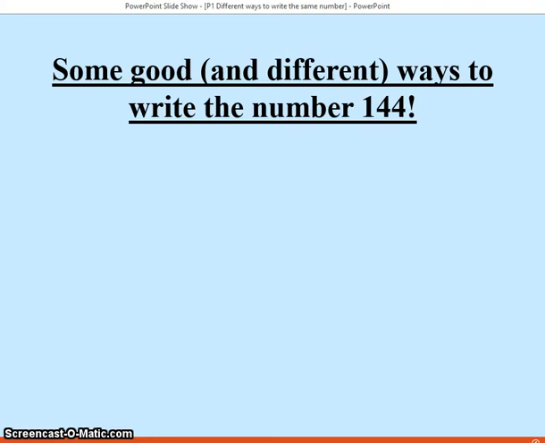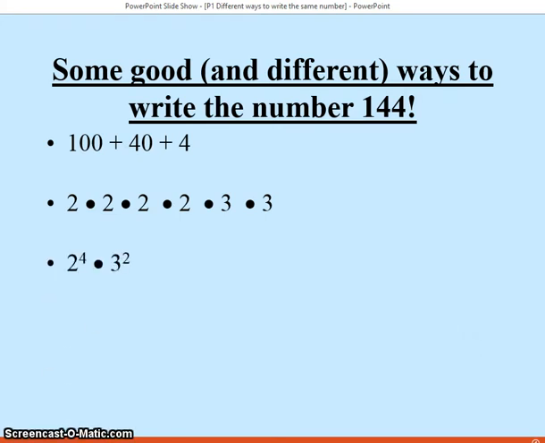Here are some good and different ways to write the number 144. You could write it as 100 plus 40 plus 4, which would make 144. You could write it as 2 times 2 times 2 times 2 times 3 times 3. 2 times 2 is 4, times 2 is 8, times 2 is 16, times 3 is 48, times 3 is 144.